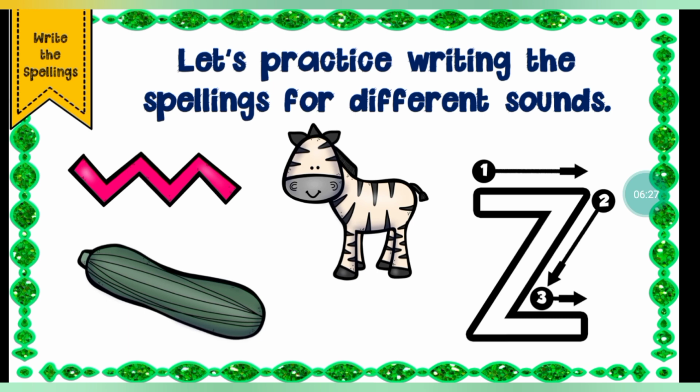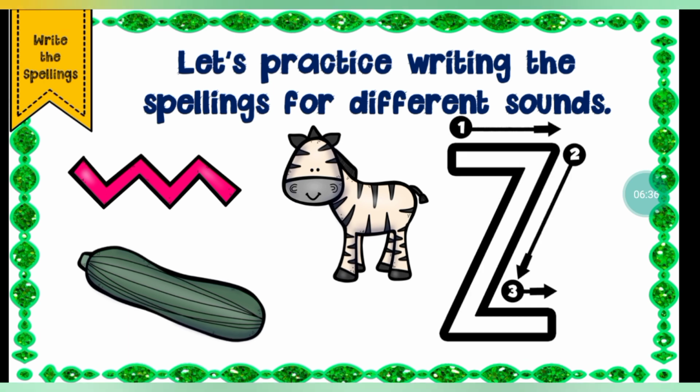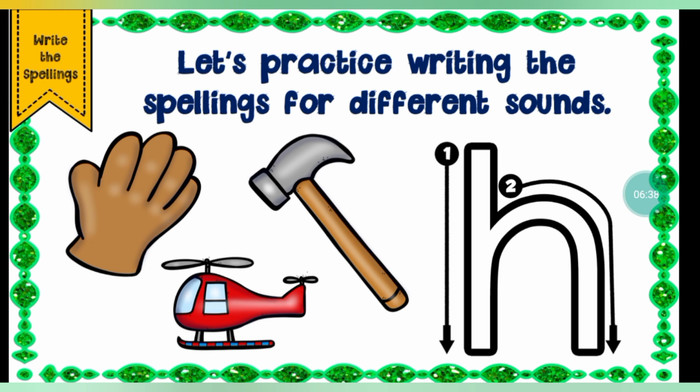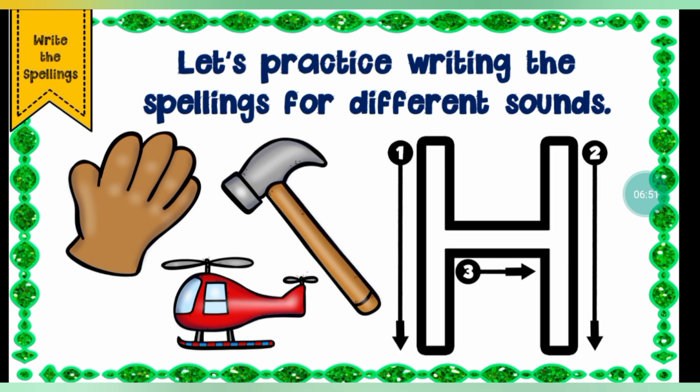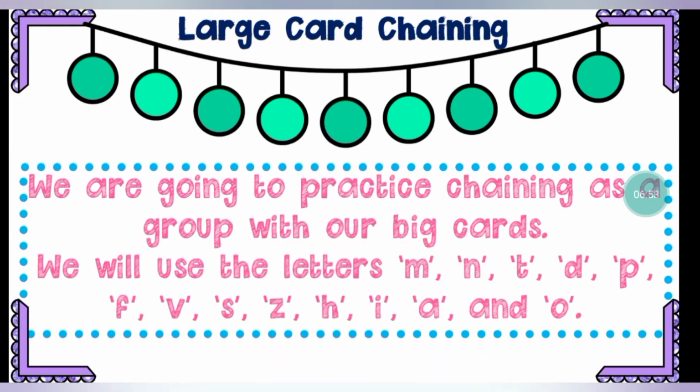And this one is for the z sound. We have zebra. We have zigzag. Zebra and zigzag. Okay. Let's practice the words for the different sounds that can be seen in hand, in hammer, and in height. Okay. And this is the big letter for the sound.